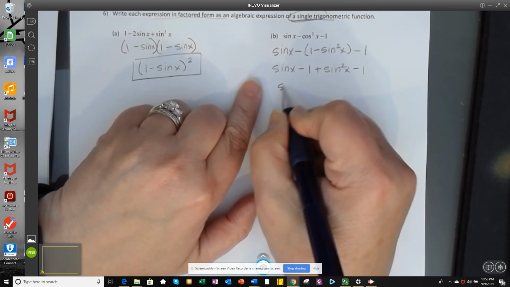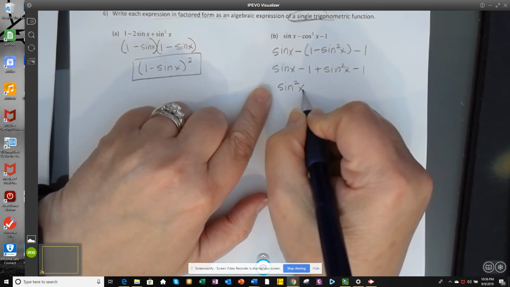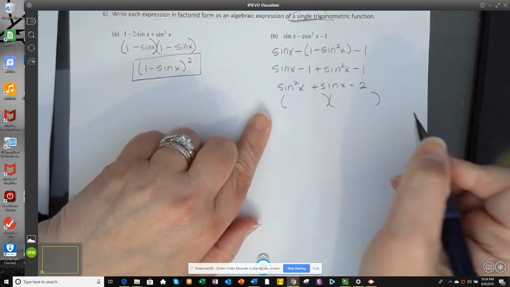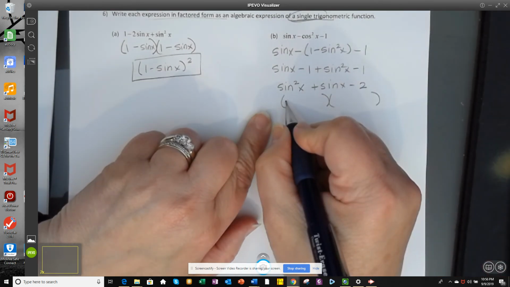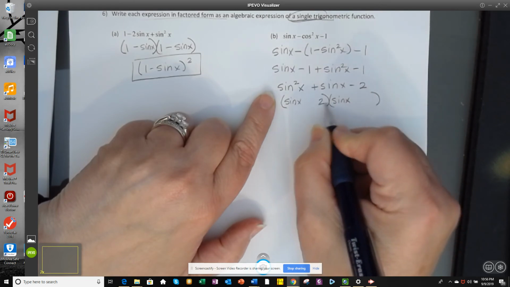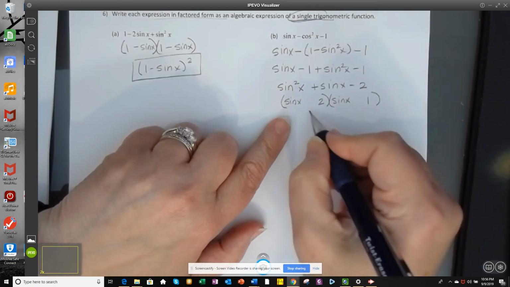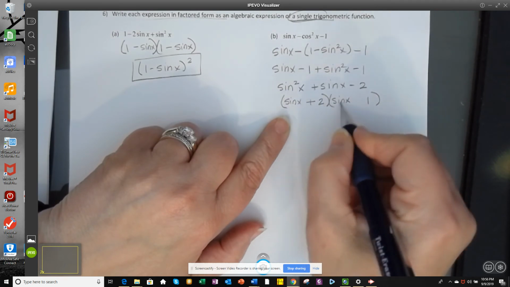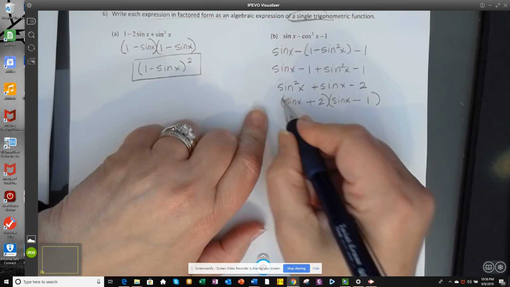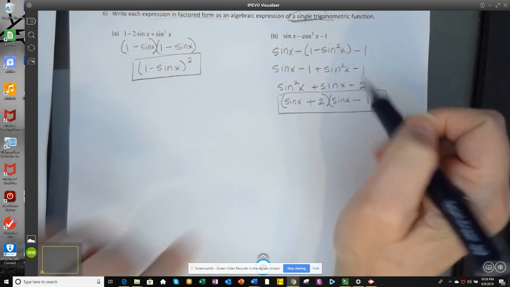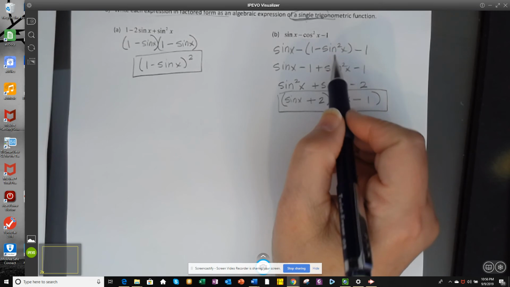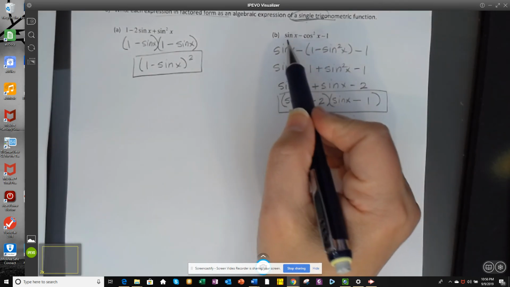So then I'm going to put them in descending exponent order. So this would be sine squared x plus sine x minus 2. And now we have to factor. Let's see here. The factors of sine squared x are going to be sine x and sine x. The factors of 2 are easy. It's 2 and 1. And the inner product and the outer product have to sum to a positive 1 sine x. So this will be a plus 2 sine x and a minus 1 sine x gives me a positive sine x, and 2 times negative 1 is negative 2. So there you go. There's factored form in a single trigonometric function. So if you have different trig functions, you have to replace the squared term with an equivalent that has the same trig function as the unsquared term.